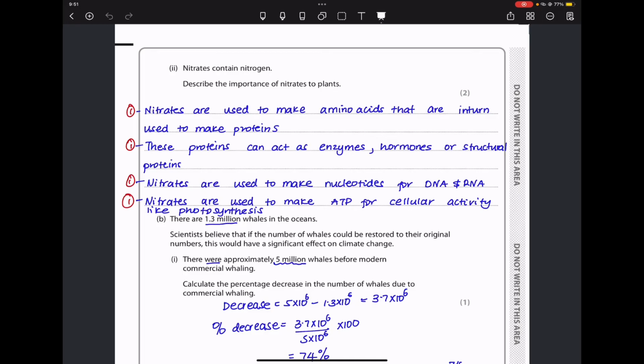Of course, this is easy. Nitrates are going to be used to make amino acids, which in turn are used to make proteins. These proteins can act as enzymes, hormones, or structural proteins. Also, nitrates are used to make nucleotides for DNA as well as RNA. Nitrates are used to make ATP for cellular activity, like in photosynthesis.